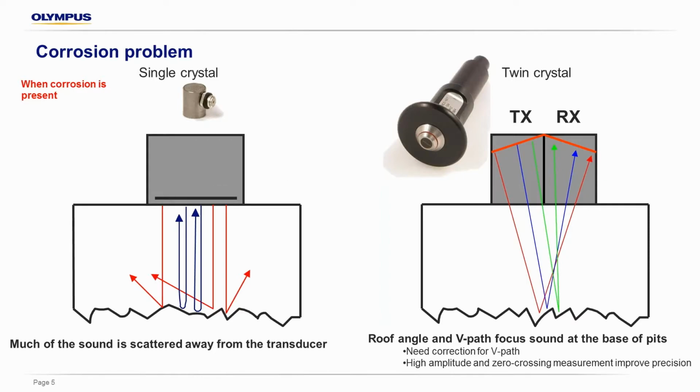However, in this case you would need to correct the sound path, because otherwise you would not have the right thickness, and you also need a specific algorithm to improve the sensitivity, like high amplitude and zero crossing measurement.